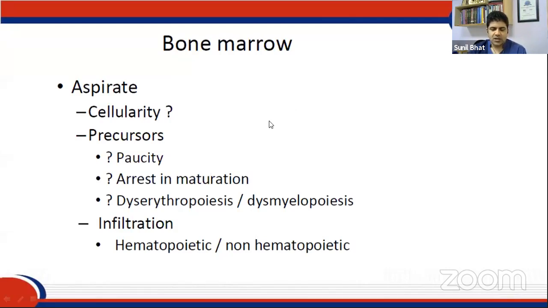For example, you have a patient of storage disorder, and there's a lot of storage infiltration into the bone marrow, and they can present with pancytopenia. You can have infiltration of leukemia cells in a patient of leukemia, which again can present as pancytopenia. So very important evaluation, very important investigations, and it gives you a very good idea of the cause of pancytopenia.